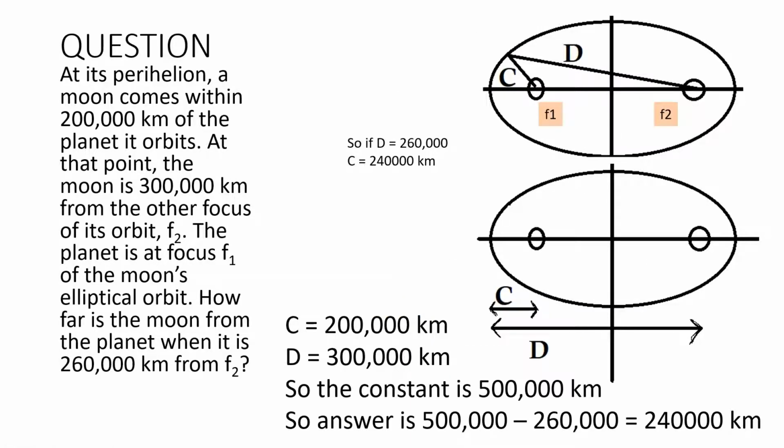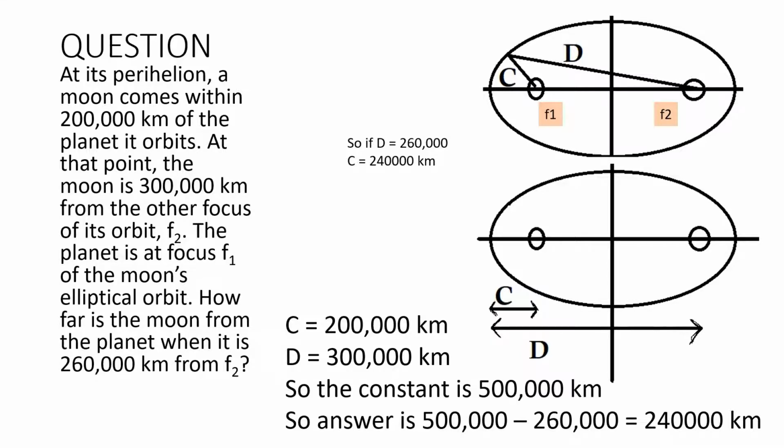Okay, so I've labeled the diagram F1, F2, C, and D. Now, in the question it says, at its perihelion, a moon comes within 200,000 kilometers of the planet it orbits. So for C, I'm looking at the diagram at the very bottom, the ellipse at the bottom, not at the top, where I've labeled F1, F2. So at the bottom, C is equal to 200,000 kilometers.